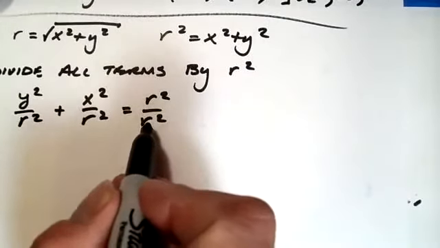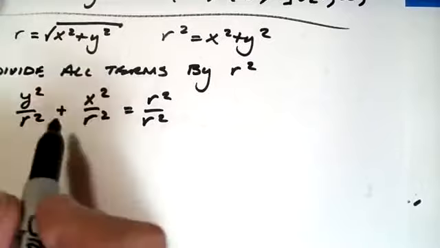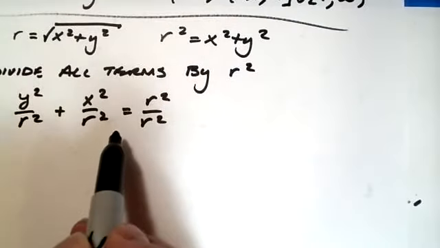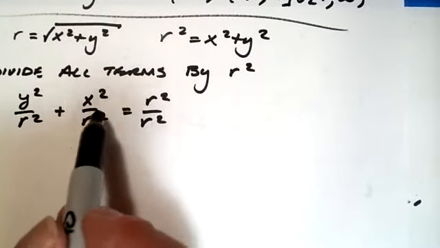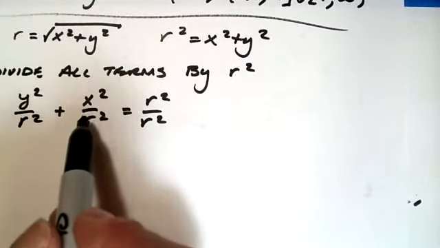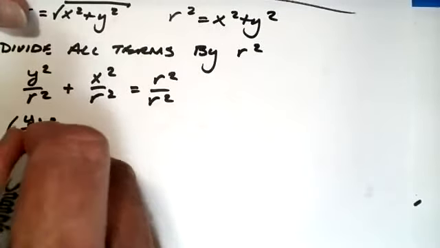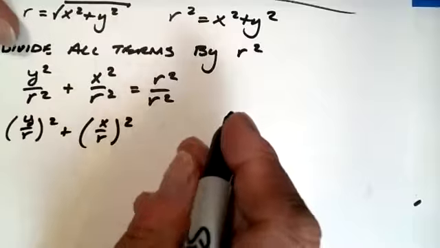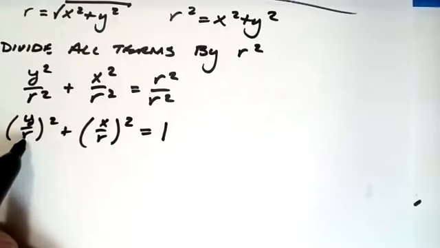Now, R squared is a positive number, so this is going to be defined for all values of x, y, and r. So we don't need to worry about that too much. But notice this is just 1, and this right here happens to be, with a little bit of switcheroo, (y over r) squared plus (x over r) squared. It's like I'm factoring out the square term, doing a little bit of cancellation, and this right here is the definition of the sine function.